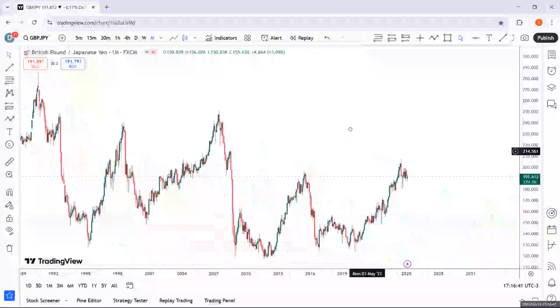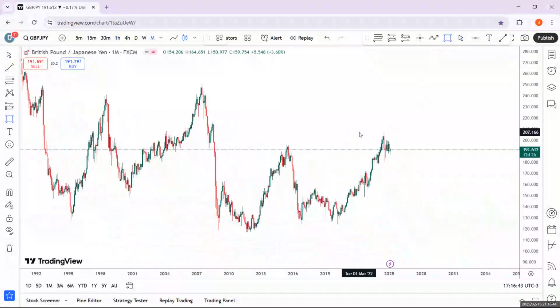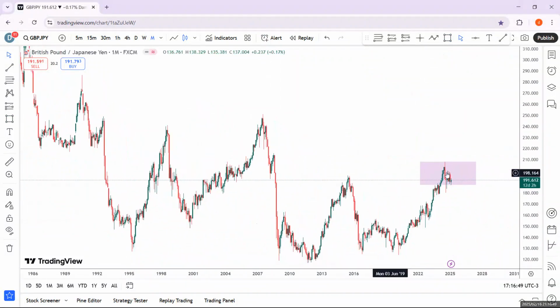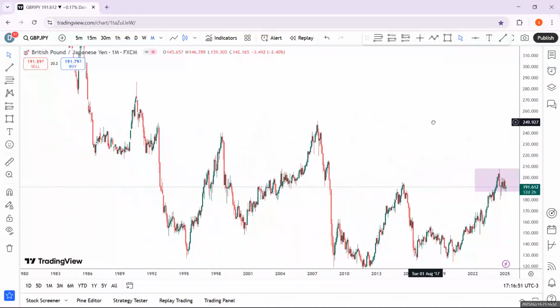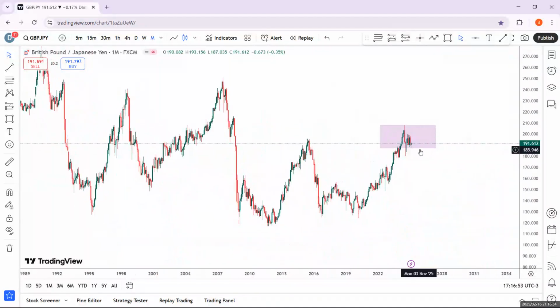Remember, the first thing we do is what? Identify the zone where price is at on the monthly time frame. Without a doubt, this is the zone where price is at on the monthly time frame. The next thing we'll do is to what? Read the structures that took price to this place. Okay, what are the structures?